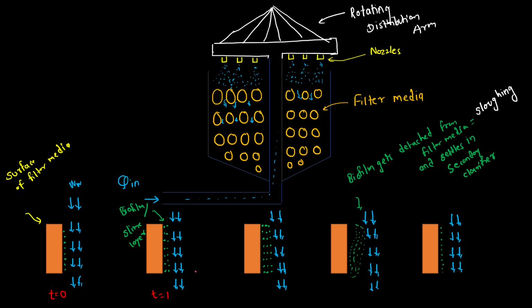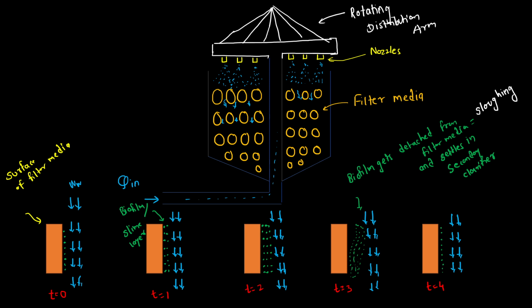So the initial time was t equal to 0, then 2, then 3, and then this is 4. So as the time increases, you see the biofilm thickness keeps on increasing, and after a particular thickness it gets detached from the filter media, and then it is settled in the secondary clarifier. So this is the overall process.